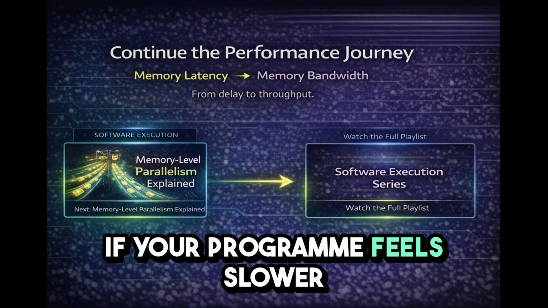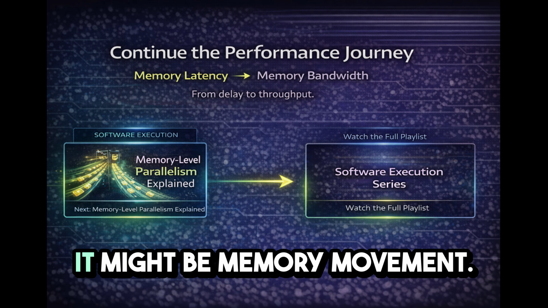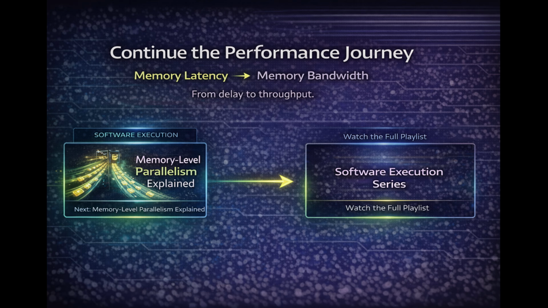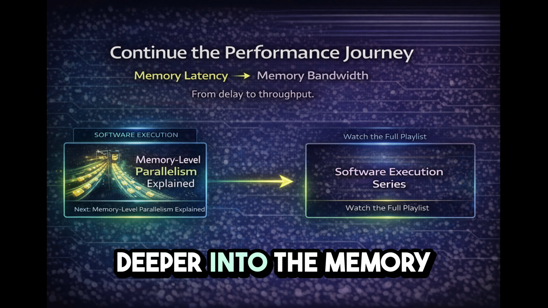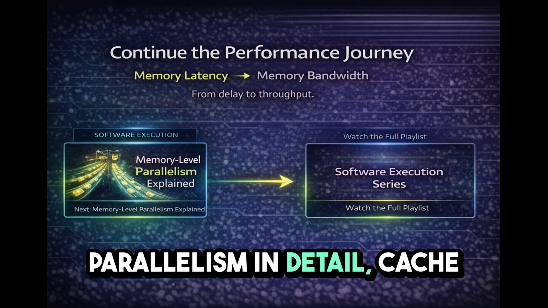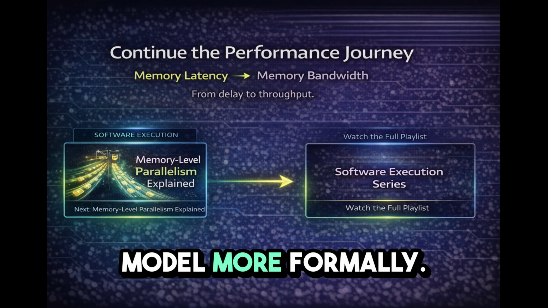If your program feels slower than expected, the bottleneck might not be computation. It might be memory movement, and memory movement is governed by bandwidth. If you want to continue deeper into the memory system, the next step could be exploring memory-level parallelism in detail, cache coherence in multi-core systems, or the roofline model more formally.